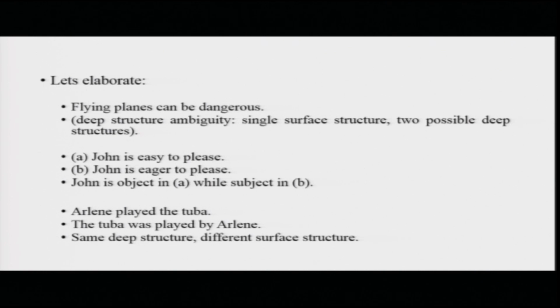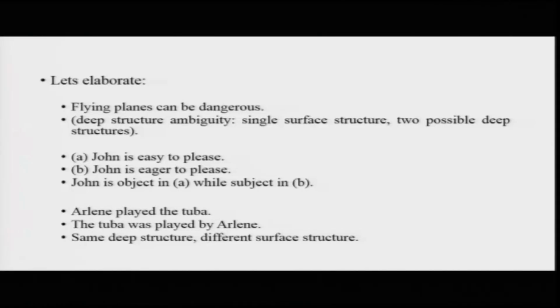Let us take an example. Let us say the sentence is, flying planes can be dangerous. Now flying planes can be dangerous is one sentence, and there are ways in which you can look at it and it may be very ambiguous. Are planes that fly dangerous, or is the action of flying planes dangerous? Flying planes can be dangerous can be understood in at least these two ways. So there is a deep structure ambiguity here. The sentence is perfectly alright, it is perfectly grammatically acceptable, but there is an ambiguity at the level of deep structure here.